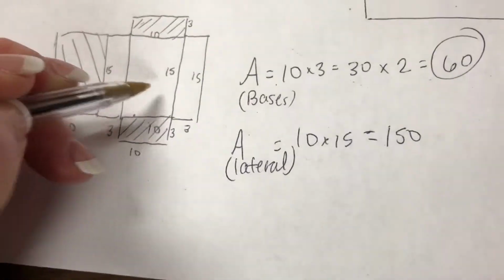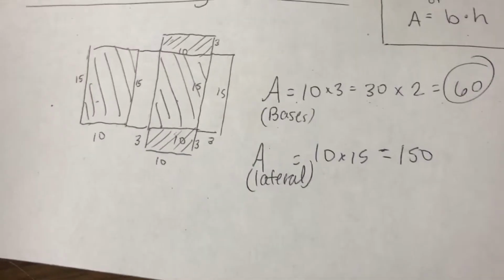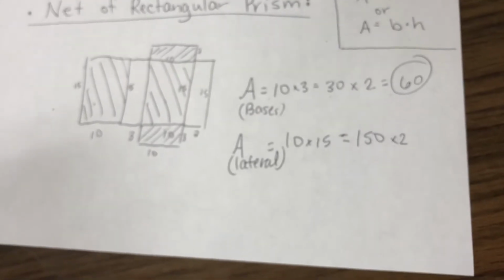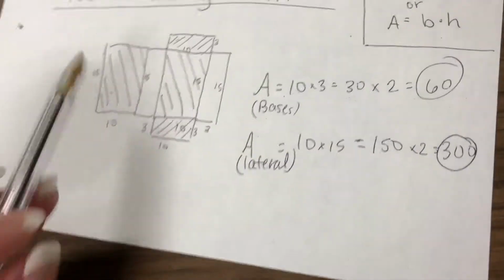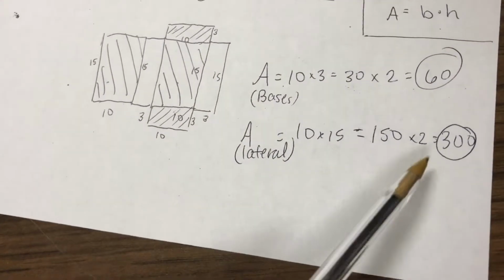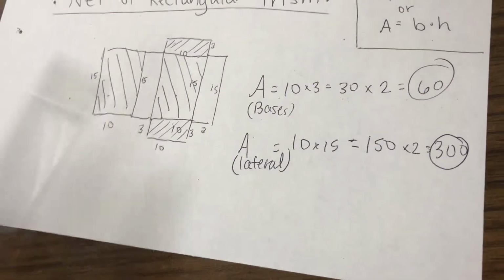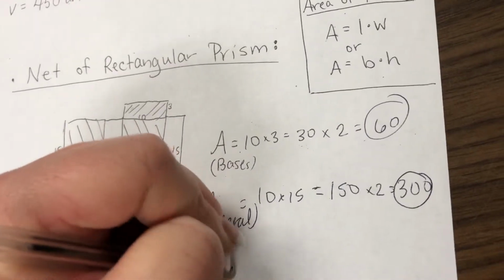How many of these faces are there? There's this one and there's this one that are the same. So since there are 2 of them, I'm going to multiply that by 2 and say that the area of those 2 lateral faces is 300 square units. Okay, so I've done 2 bases and 2 lateral faces. I have 2 lateral faces left. So I'm going to calculate the area of those 2 lateral faces.